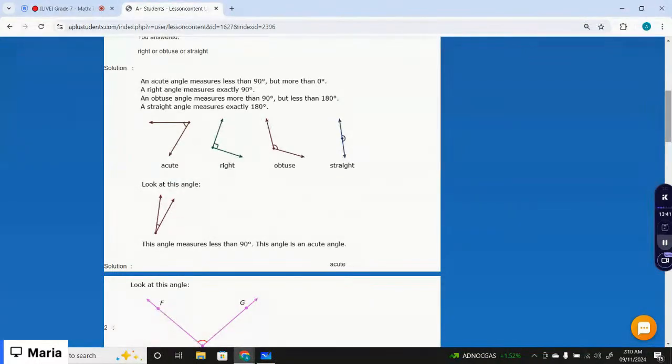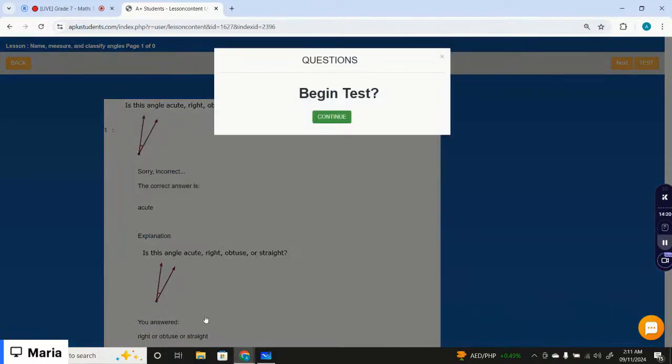An acute angle measures less than 90 degrees but more than 0 degrees. A right angle measures exactly 90 degrees. An obtuse angle measures more than 90 degrees but less than 180 degrees, right? A straight angle measures exactly 180 degrees. So that is an acute angle. Let's just start with the test questions.